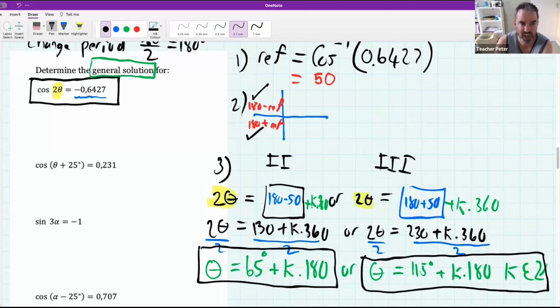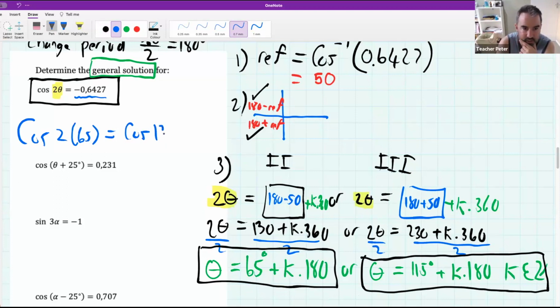And just so we can check our answer, I tell you what, let's just do a little sub back in. So let's go cos 2 theta. Now, if I double 65, I get the cos of 130. If you type the cos of 130 in your calculator, Ruli, what do you get?